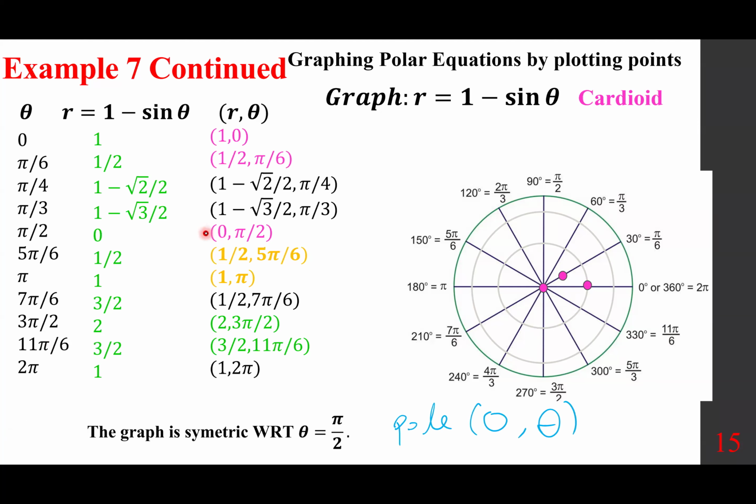Again, I'm using the easy ones. 1/2, 5 pi over 6. So let's locate 5 pi over 6. This is 1, 2. So half of it is somewhere there. 1, pi. So obviously pi is this one and 1 is here. This is easy. 2 and 3 pi over 2. 3 pi over 2 is this one. I hope you recognize that. So 1 and 2. 3 halves, 11 pi over 6. You locate 11 pi over 6. 3 halves is 1.5. So this is 1. This is 2 in between. Okay.